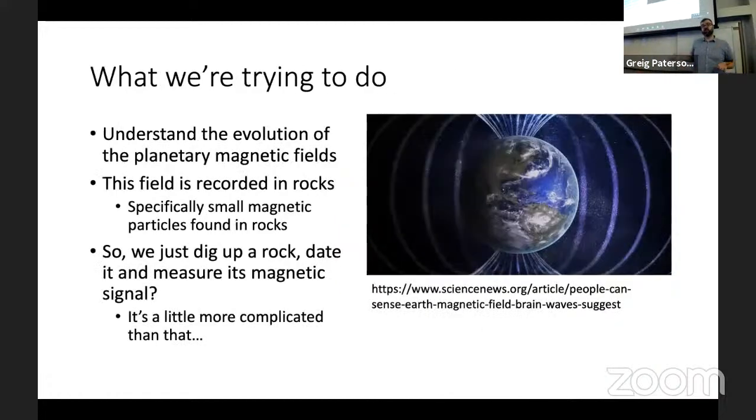So basically, what are we trying to do? We're trying to understand the evolution of planetary magnetic fields, and we know that these fields are recorded in rocks, particularly stored in the tiny magnetic fragments that we find within rocks. In principle, we should just be able to dig up a rock and measure the signal. But this is actually a much more complicated process, because that rock is millions of years old. It's undergone all kinds of transformations. It's been heated, reheated, chemically altered. My work is trying to understand how all those processes affect the magnetic recorders that we essentially dig out of the ground.